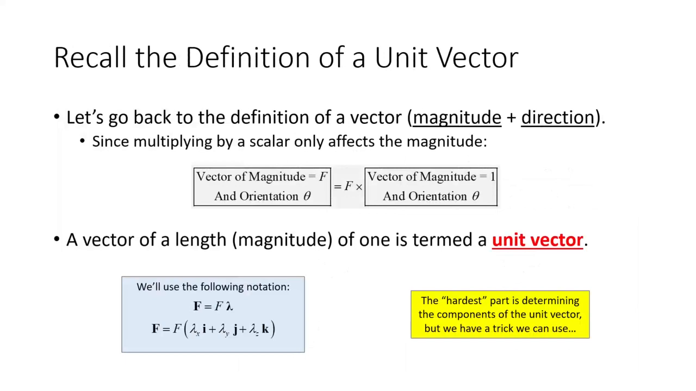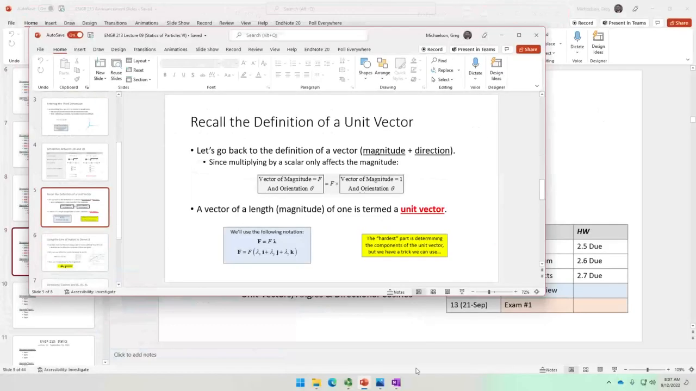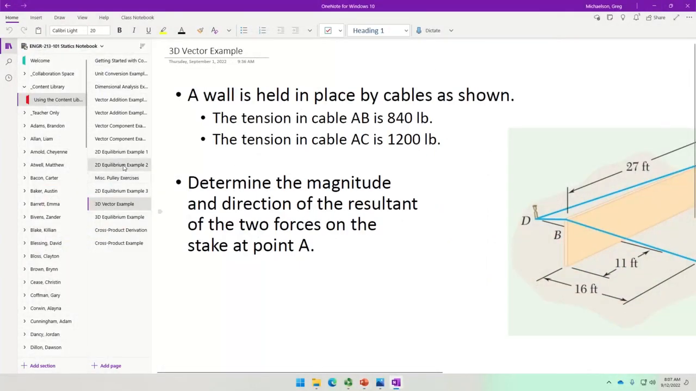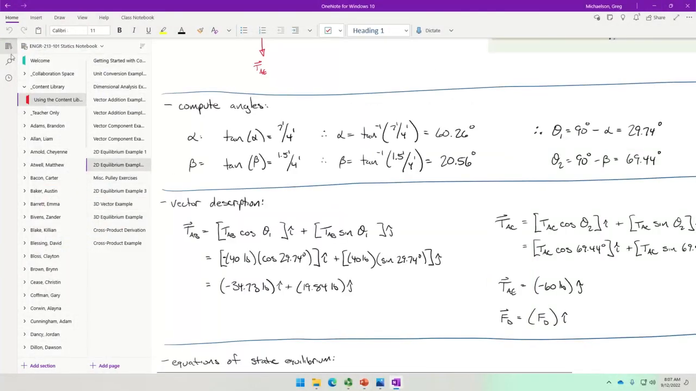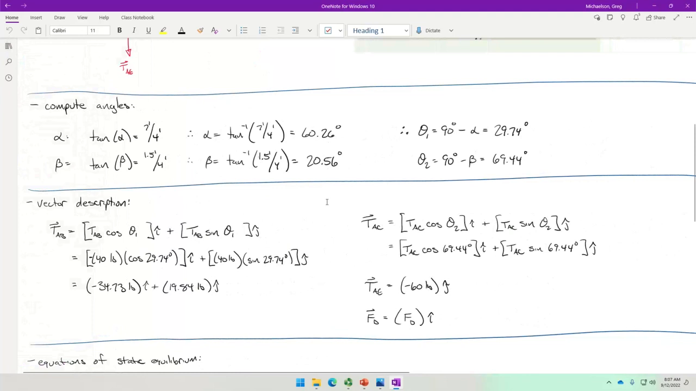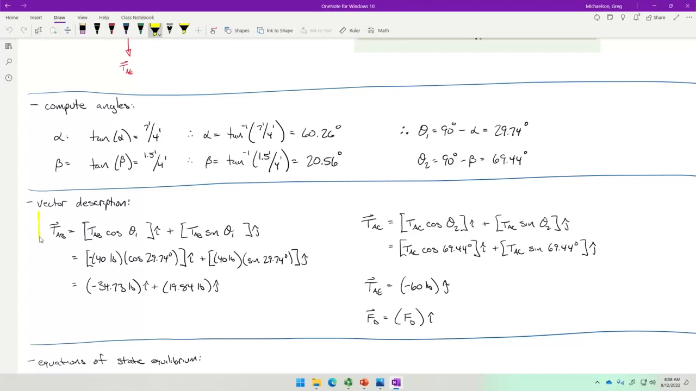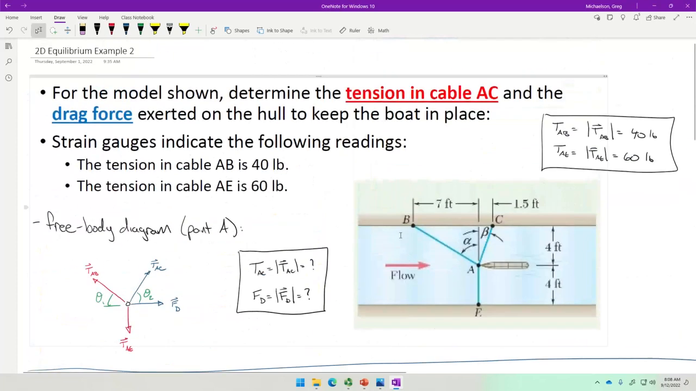Now, I want to recall the definition of a unit vector, and before I get into this, I want to pull up the calculations from last time, because I want to highlight something real quick. I want to highlight this computation that we did in the last example. Okay, so let me refresh your memory. This is our previous example, and we had this boat that was being dragged along a river, and we had a series of cables holding it in place. And I want to look at cable AB.